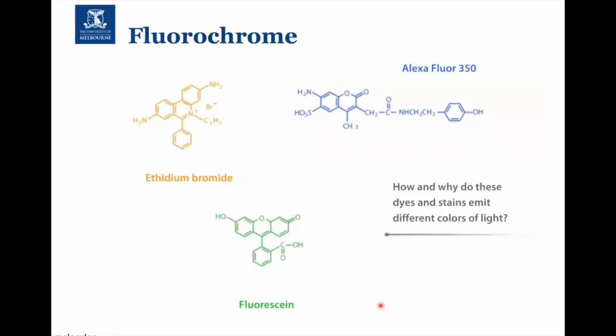And these are some examples of different fluorochromes. You can see that they all have very, very different chemical structures. One thing that is clear is that they all have these kind of conjugated bond structures. And as we'll see in a few slides' time, depending on the structure, that really changes the fluorescence properties of the molecules.